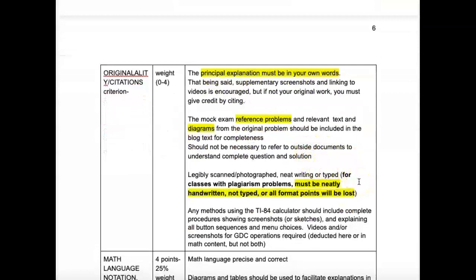You should neatly write it or type it, but if your cohort has been caught plagiarizing at any point during the 2 years, from that point on, you must handwrite it and not type it. If you type it from that point on, you will lose all your format points.